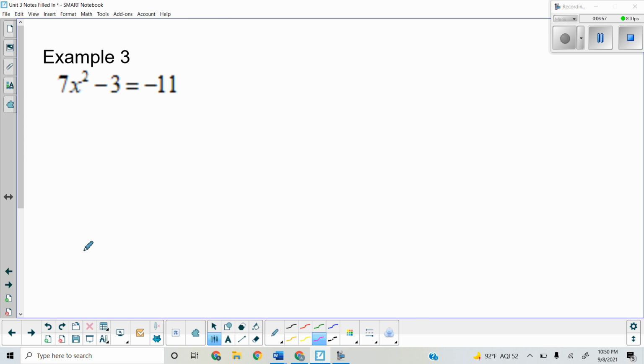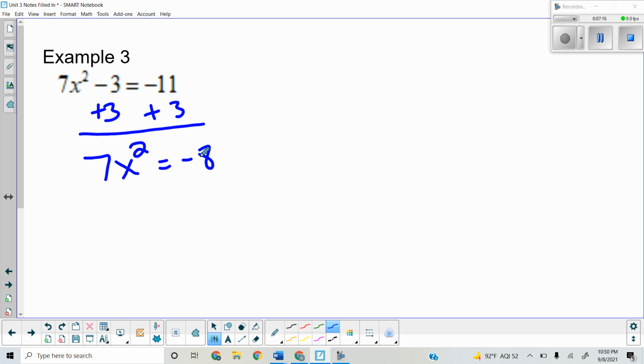All right, example 3. Move the negative 3 by adding 3 on both sides. 7x squared equals negative 8. Divide both sides by 7. So x squared equals negative 8 over 7. Now we square root, and this is where we bring in our last lesson of complex numbers.